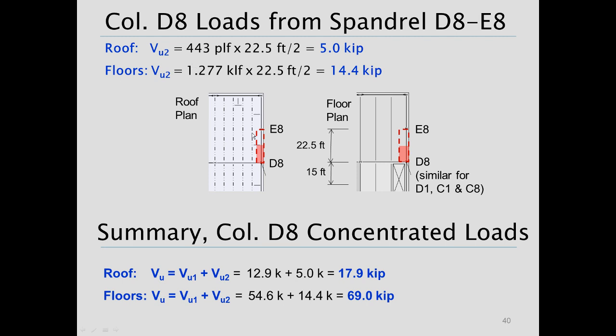Coming from the spandrels, we've got tributary load with the spandrel load we calculated earlier at the roof, 443 pounds per linear foot, times half of the span length of the spandrels here between column lines E and D, 22.5 foot over 2. It gives 5 kips. And then a similar calculation at the floor levels, 14.4 kips. If we tally all those up, we're going to have concentrated loads we're going to bring into our column of 17.9 kips at the roof, 69.0 kips at the floors.